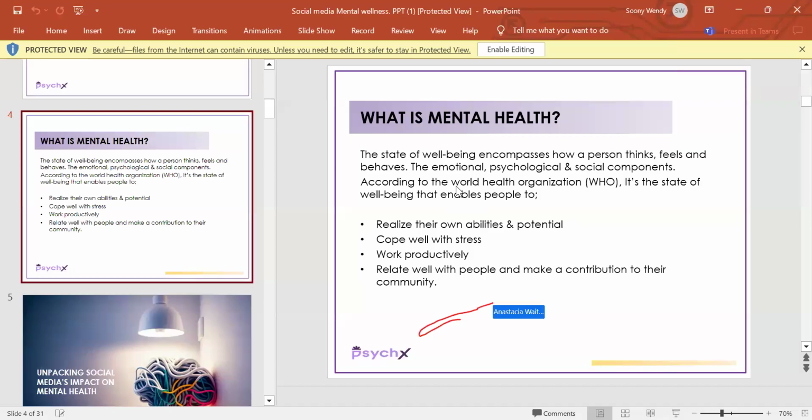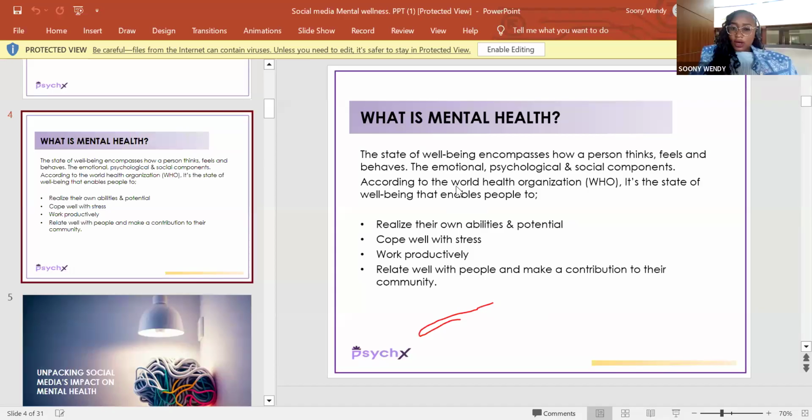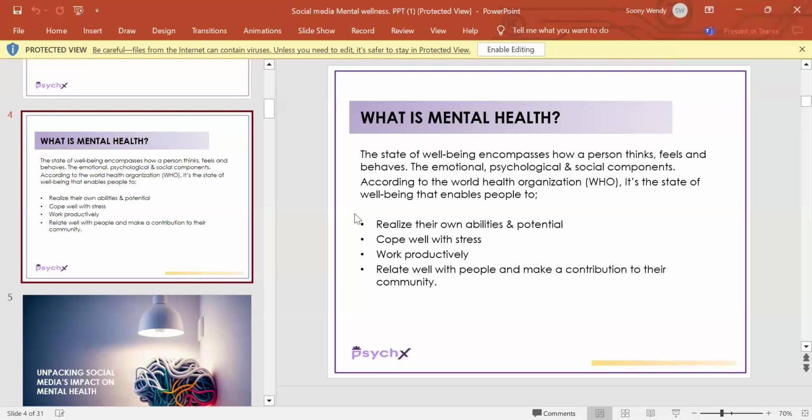Okay. So when you look at what mental health is, this is anything that affects how a person thinks, feels, and behaves. It's just the state of emotional, psychological, and social well-being.